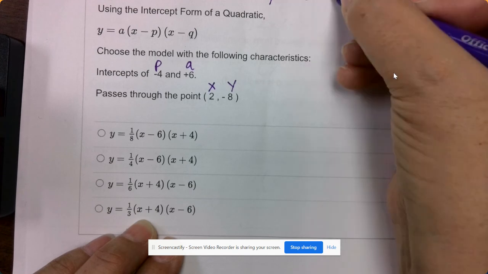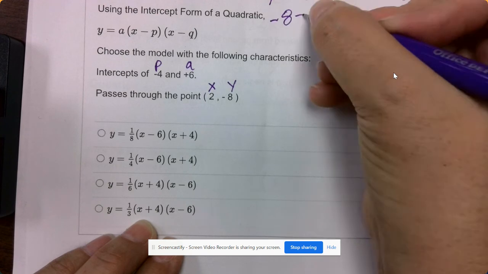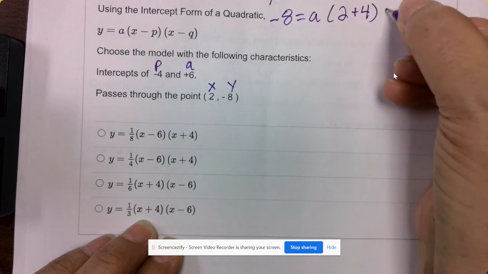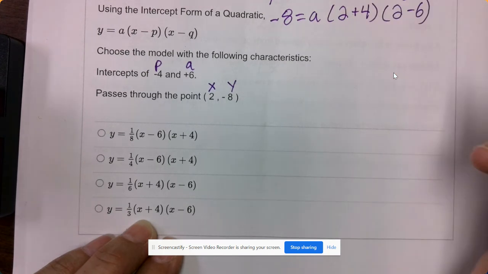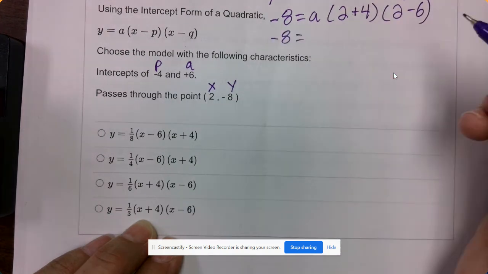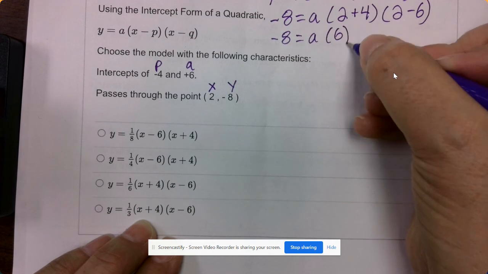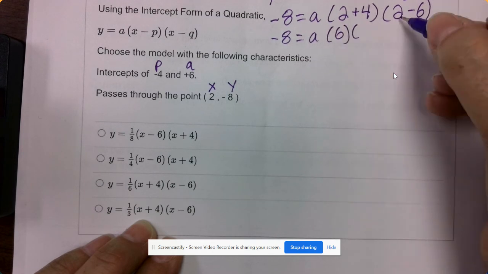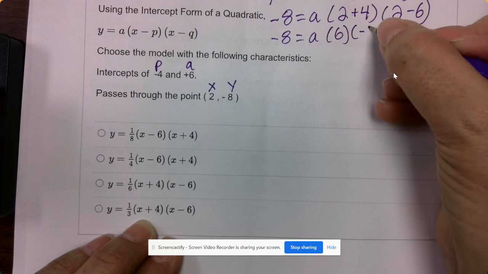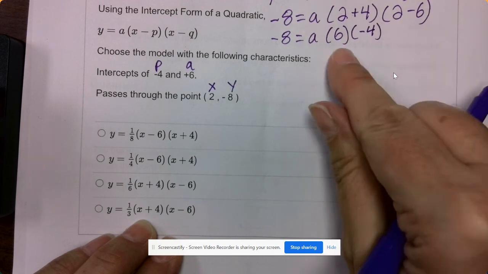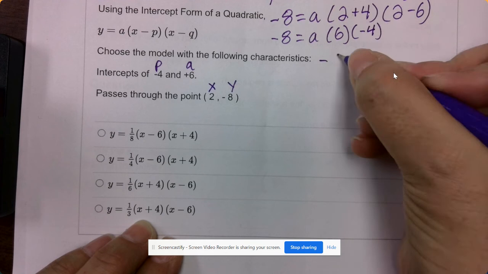Now I'm going to substitute in my x and y. So I go negative 8 equals a times (2 plus 4)(2 minus 6). Okay, we're going to do parentheses. Everybody remember PEMDAS, we have to do that first. So we're going to have 6, and then 2 minus 6, everybody, is going to be negative 4. We're going to multiply. 6 times negative 4 is going to give us negative 24.